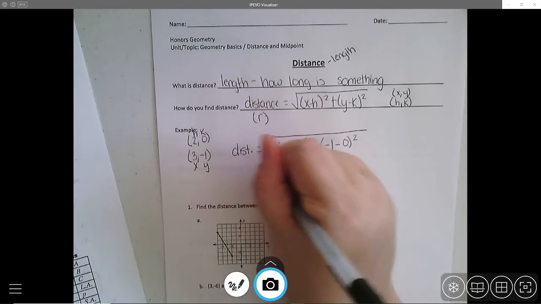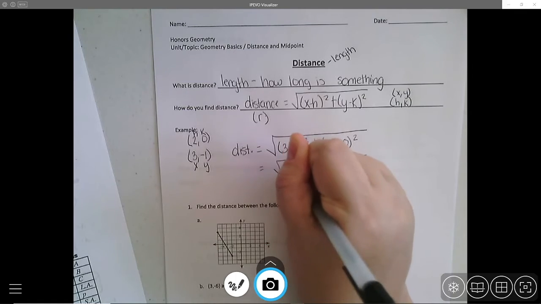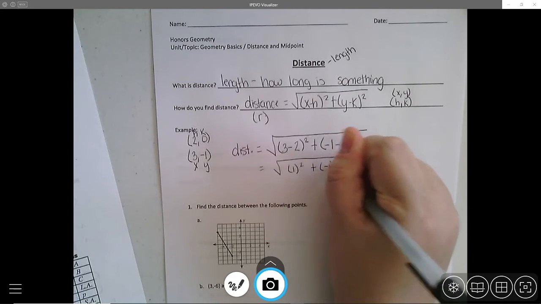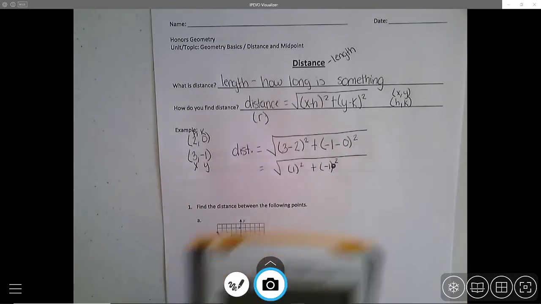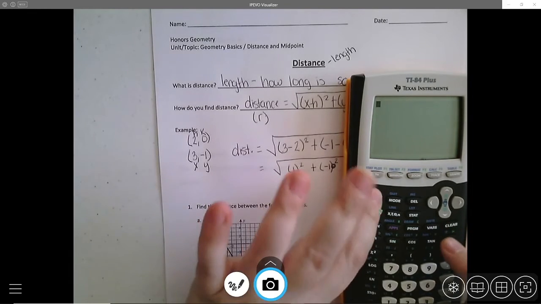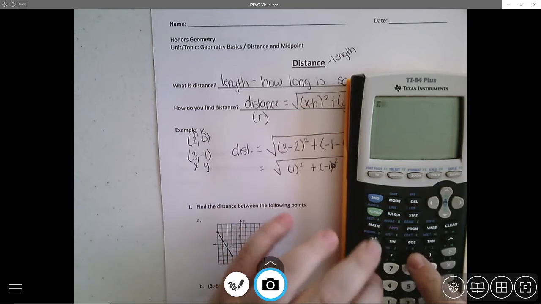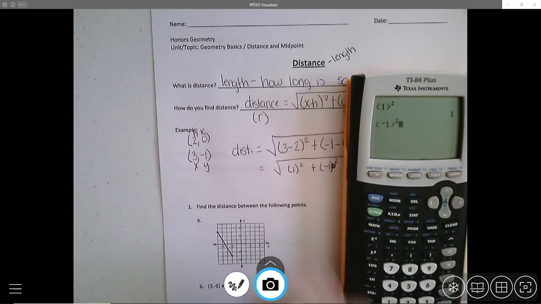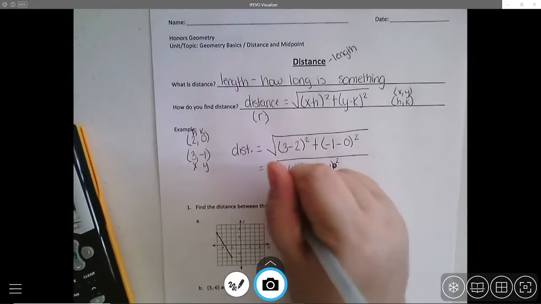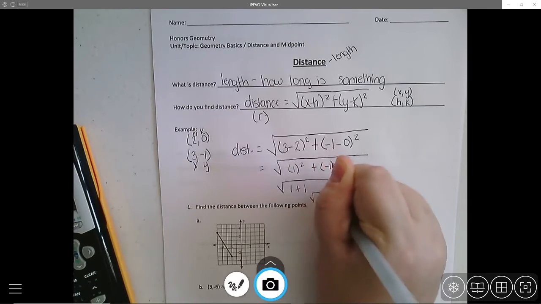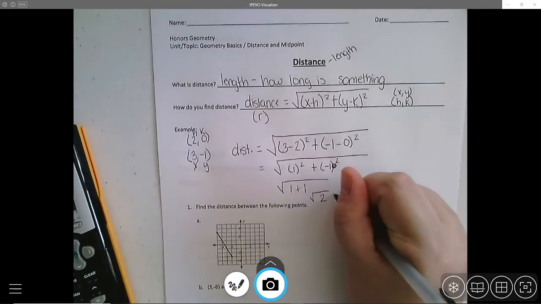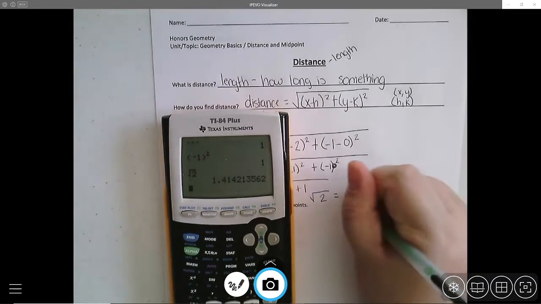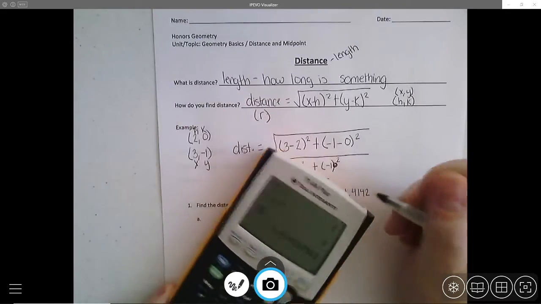All that's left now is to simplify. It equals the square root of 3 minus 2, that is 1 squared, plus negative 1 minus 0 is negative 1, not 0, squared. So now we go to our calculator. 1 squared is 1. Negative 1 squared is 1 as well. So I get the square root of 1 plus 1, which is the square root of 2. That becomes my distance, or sometimes we will change that to a decimal. So second, x squared to get the square root of 2, and I get an answer of 1.4142. That's how these problems are going to go.